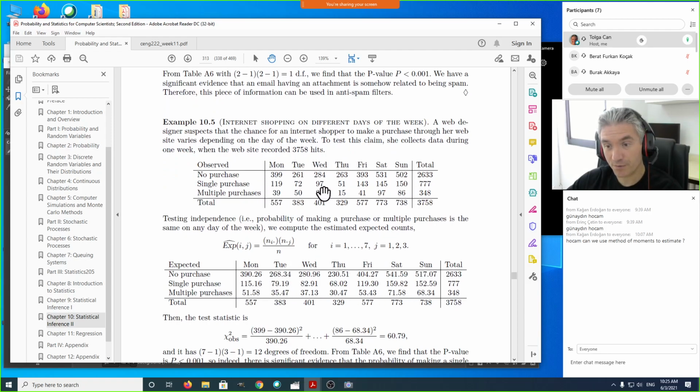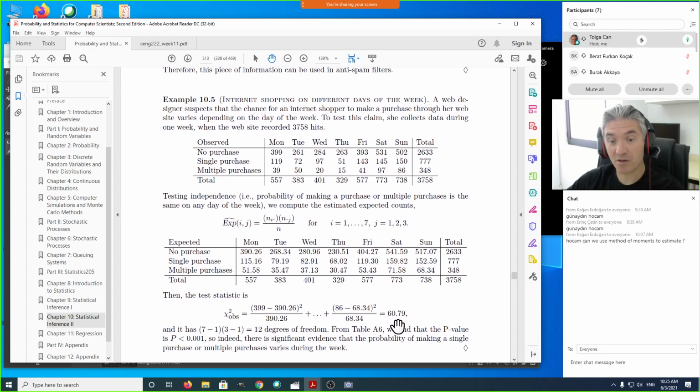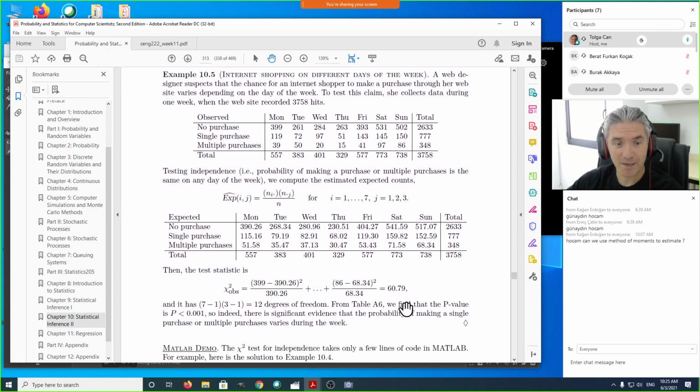These were observed counts. Compute the chi-square statistic. It turns out that it's again a very large number. Look at the 60.79. So with 12 degrees of freedom, the p-value is a really small number here. Again, we have significant evidence against being independent, so they are probably dependent. So there's significant evidence that the probability of making a single purchase or multiple purchases varies during the week.